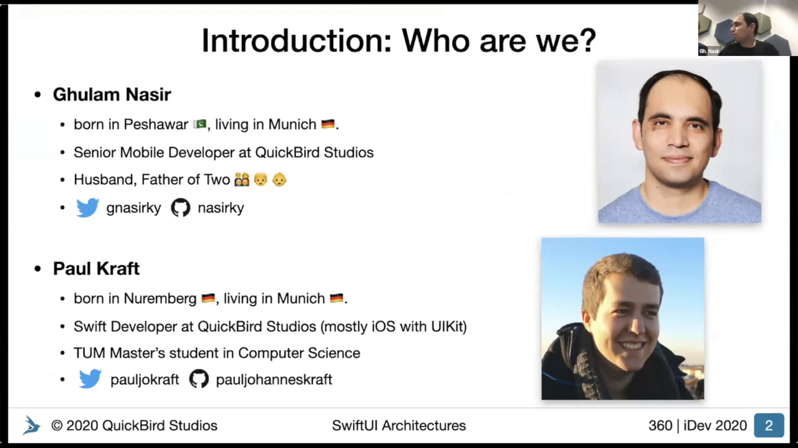This is my colleague, Paul. Hi, I was born in Nuremberg, which is close to Munich, like 160 kilometers. I'm a Swift developer here at QuickBooks Studios. I'm doing mostly iOS development and mostly with UIKit, but I've also worked personally and for the company with SwiftUI. Besides my job at QuickBooks Studios, I'm also a TUM master student in computer science. And here you can also see my Twitter and GitHub handles. Okay.